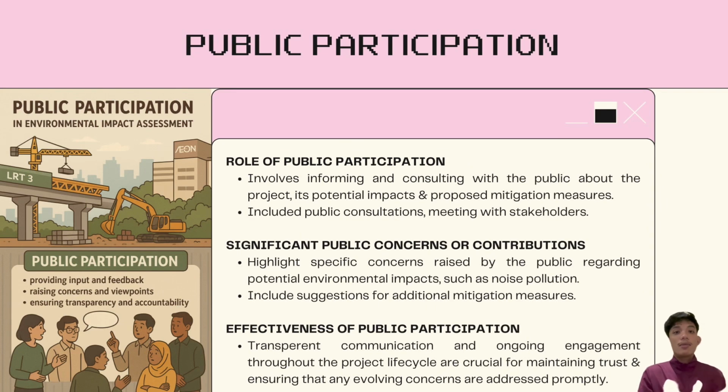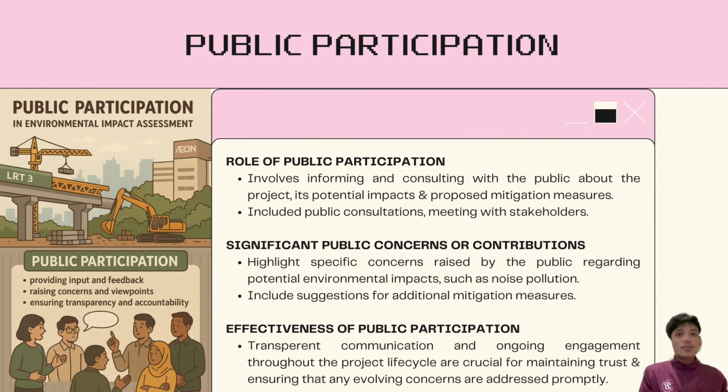Next, we're going to talk about public participation. Public participation is one of the key and important things in EIA to make sure the public are well informed about the project that is being constructed. So by looking at the role of public participation, point 1, it involves informing or consulting with the public about the project and its potential impacts and proposed mitigation measures. It also includes public consultations and meetings with stakeholders.